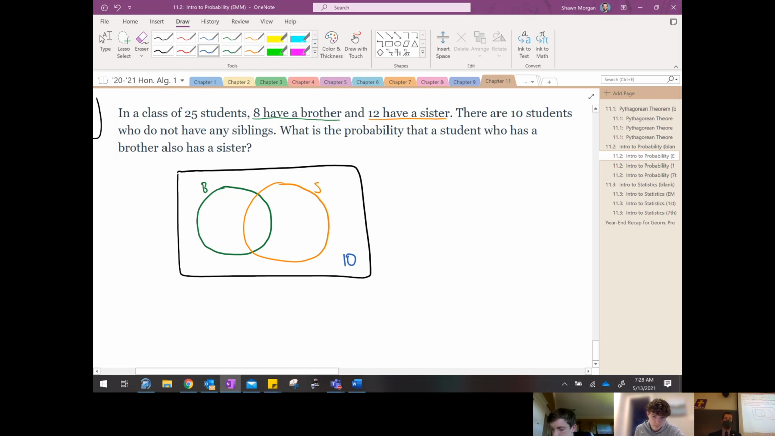Now, the common mistake, the rookie mistake with a Venn diagram probability question like this would be to come over here and say, oh, 8 have a brother, I'll just put an 8 right there. We don't want to do that. Because what that says is there are 8 students who have a brother and do not have a sister. Is that what that underlined statement in green said? No. That just says there's 8 that have a brother.